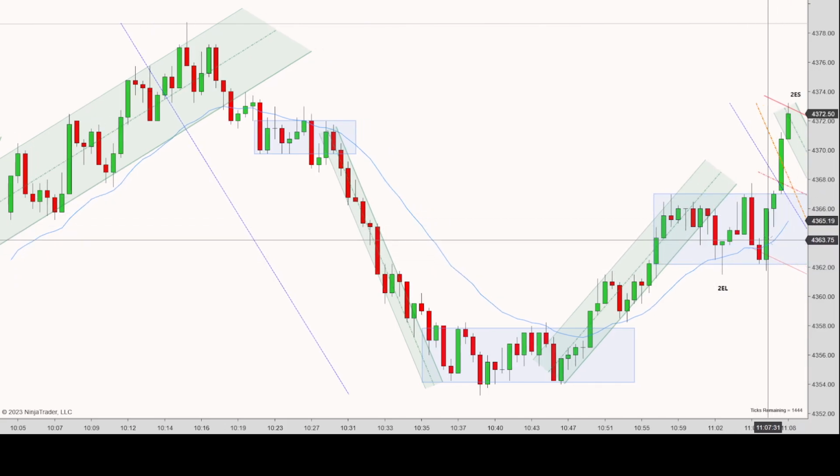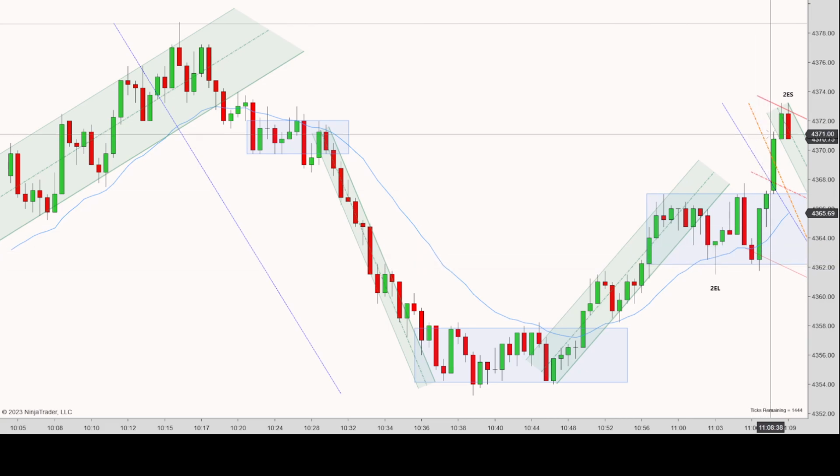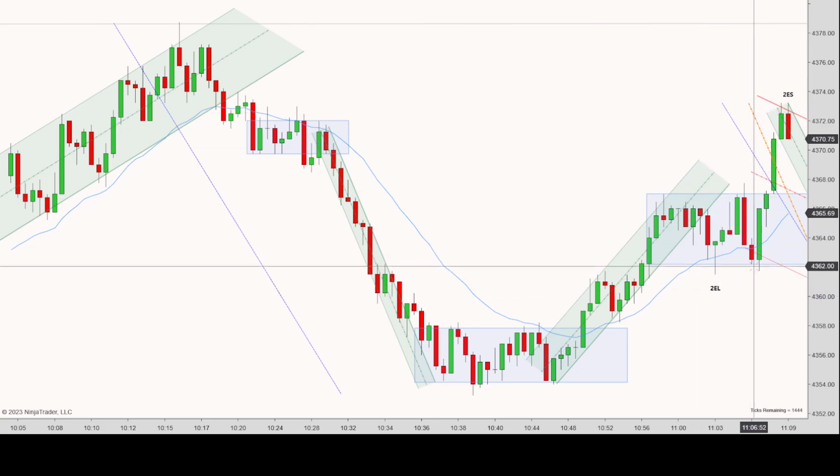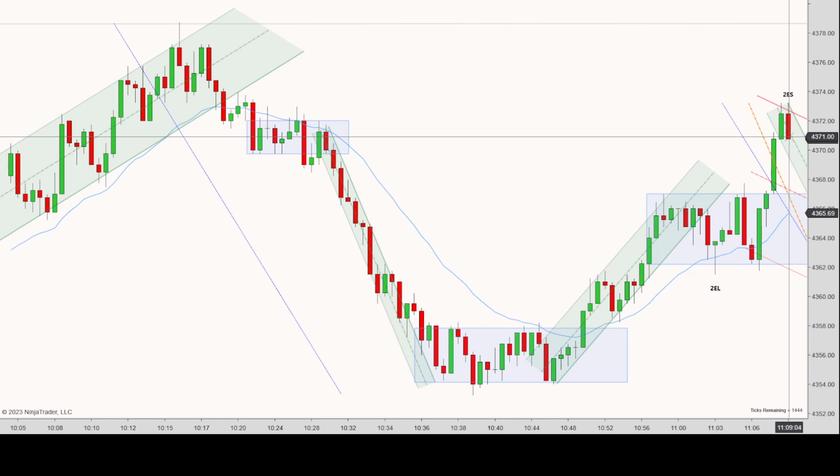I also saw a new low here. Actually, I saw a new low here. First entry short, second entry short. The second entry short, there's these two signal bars.